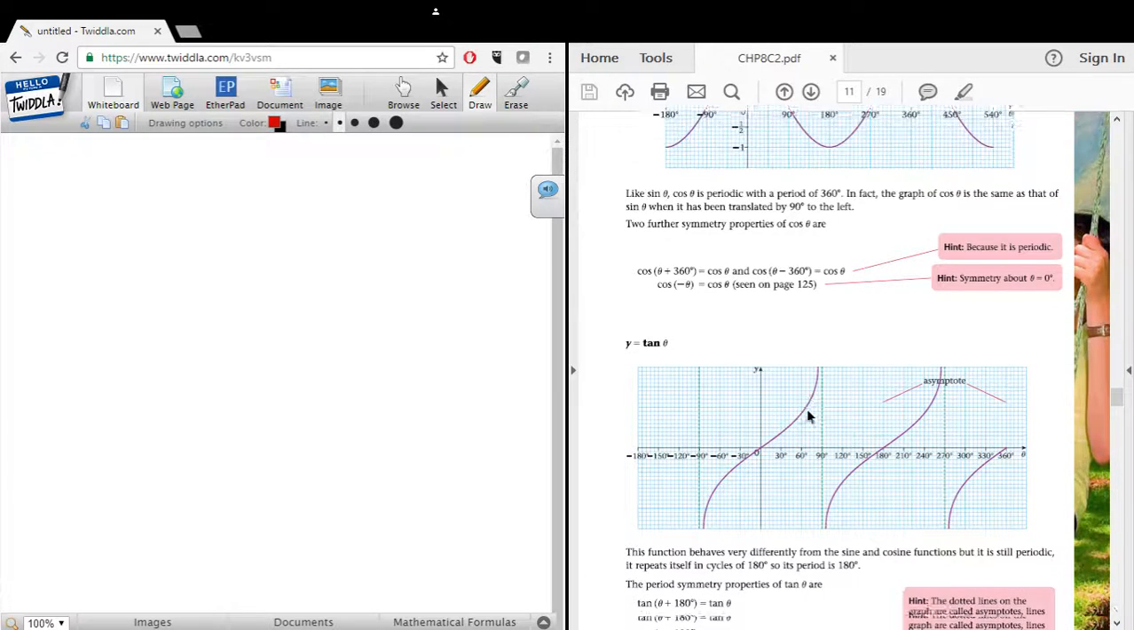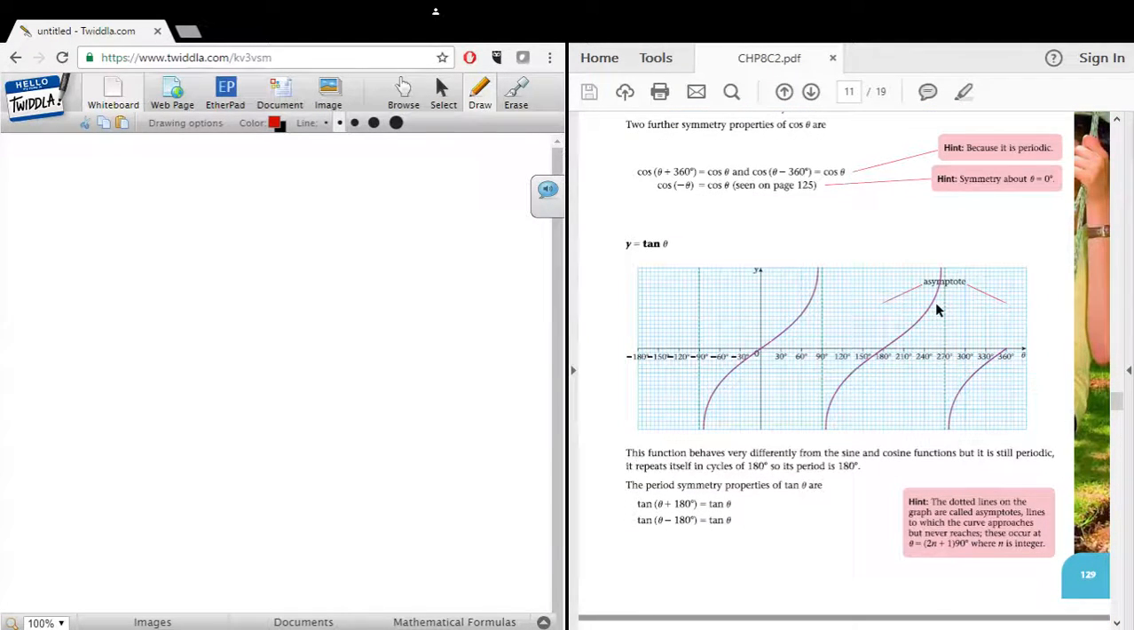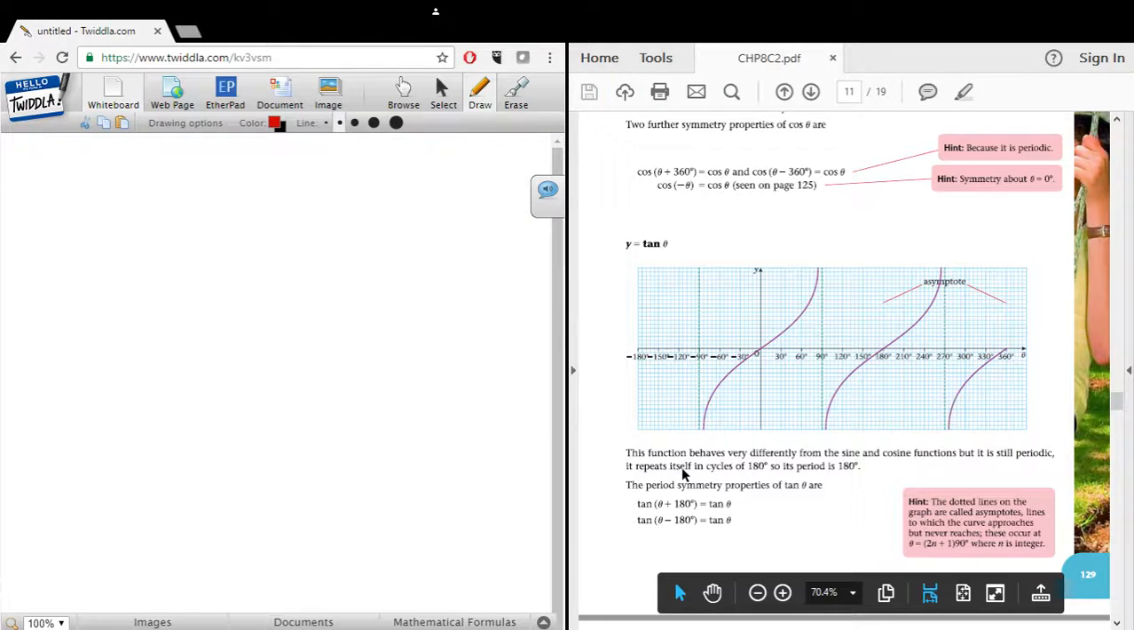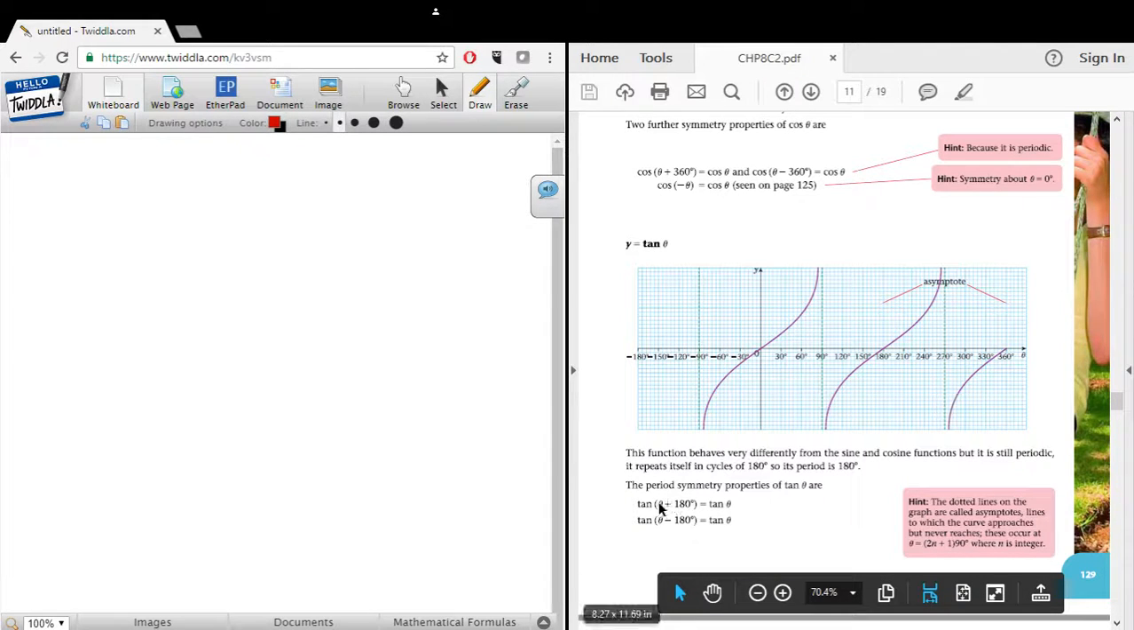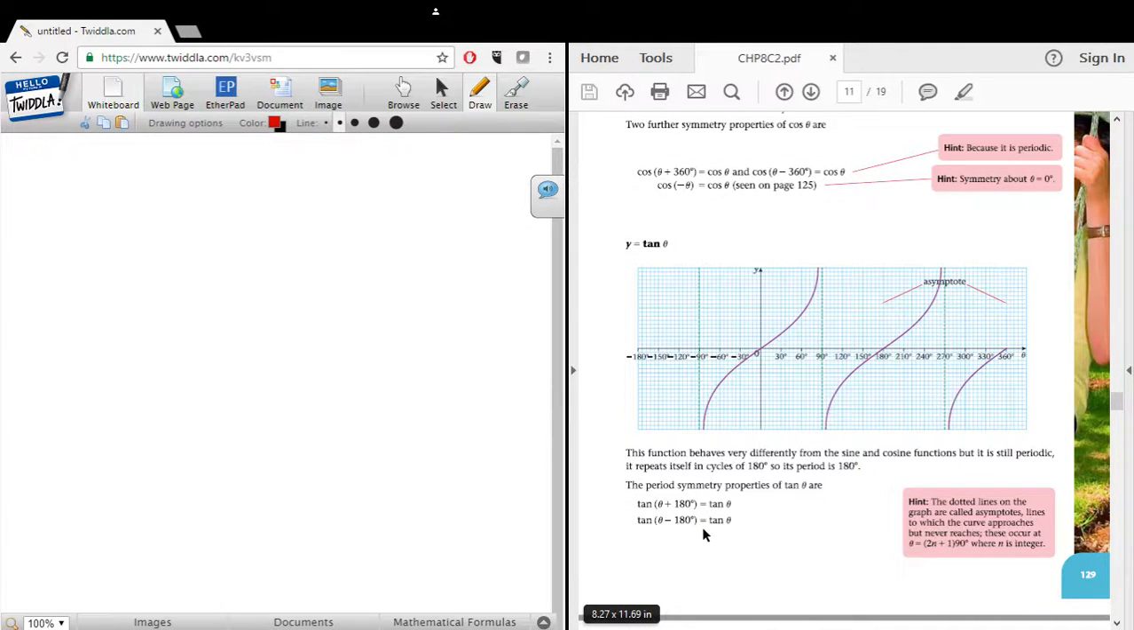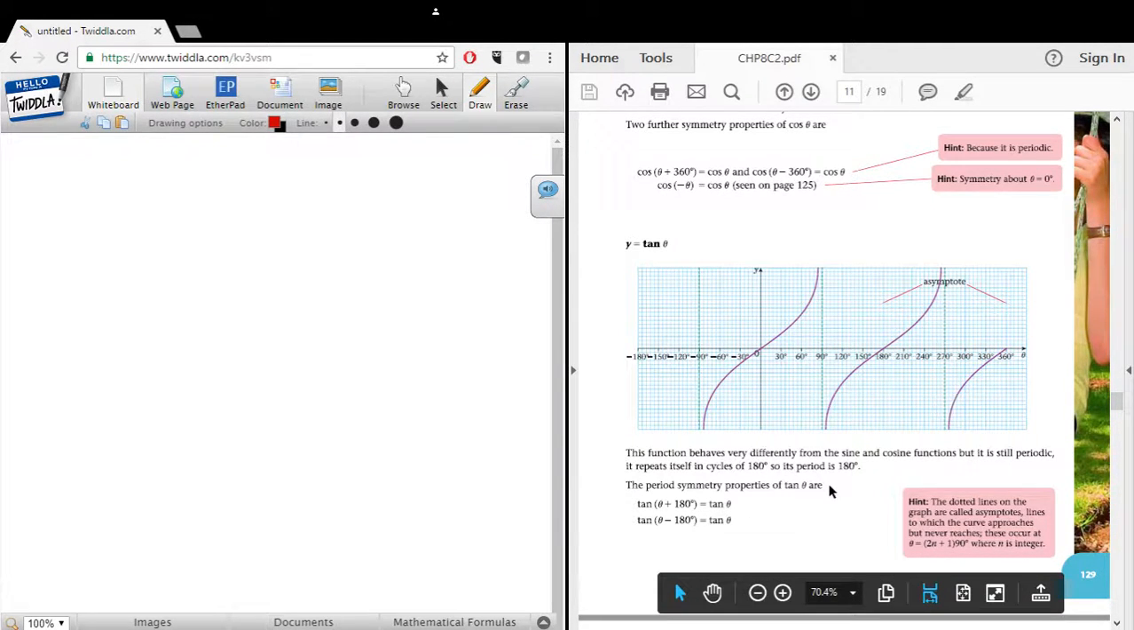Tan is slightly different in the sense that it has asymptotes. You can see here that it intercepts at 0, 180, 360, so it repeats its cycle every 180 degrees, so its periodicity is 180. And again, this means that tan of theta plus 180 degrees equals tan theta, and tan of theta minus 180 degrees is equal to tan theta, because as we mentioned before, it is periodic.